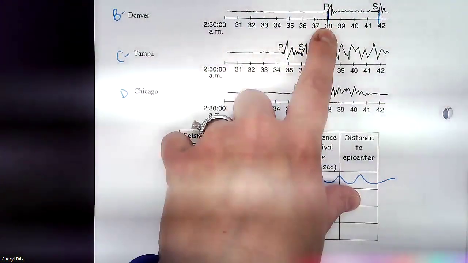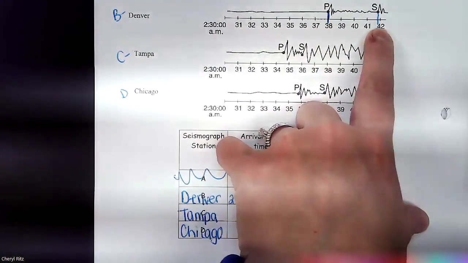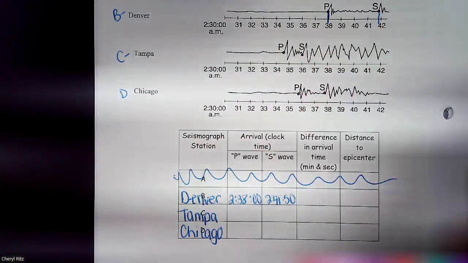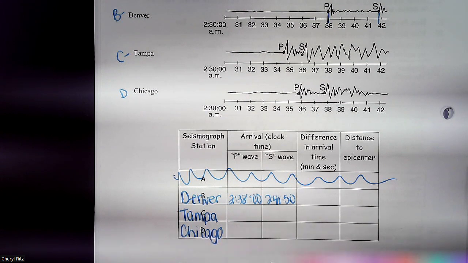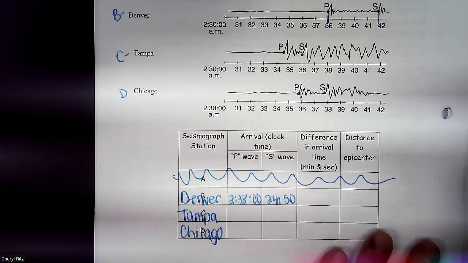So that was 2:38 for the P, and we decided it was 2:41:50 for the S. Again, you could have estimated that slightly different, and it's okay if you had a slightly different answer. I'd say if you're within 5 to 10 of mine for this activity, that would have been good. Then you had to subtract.